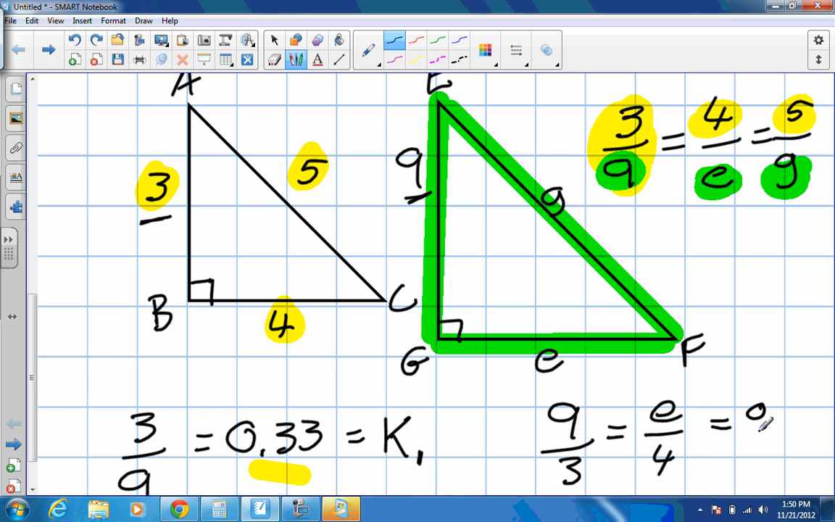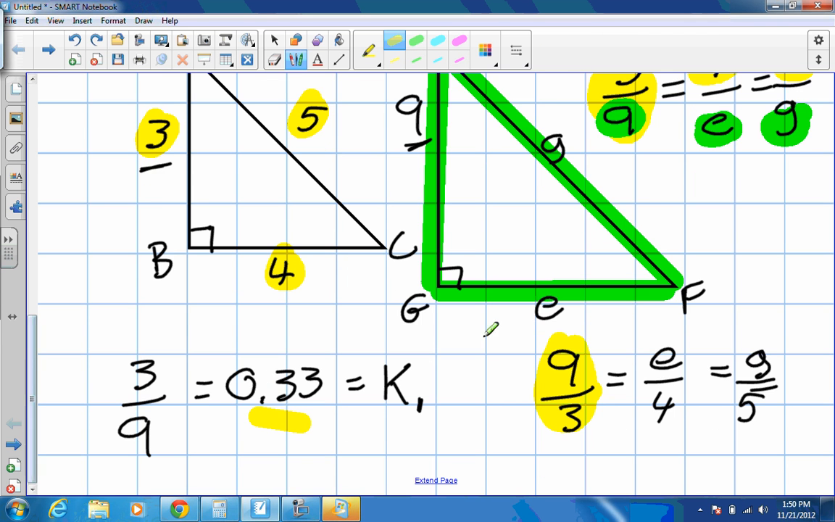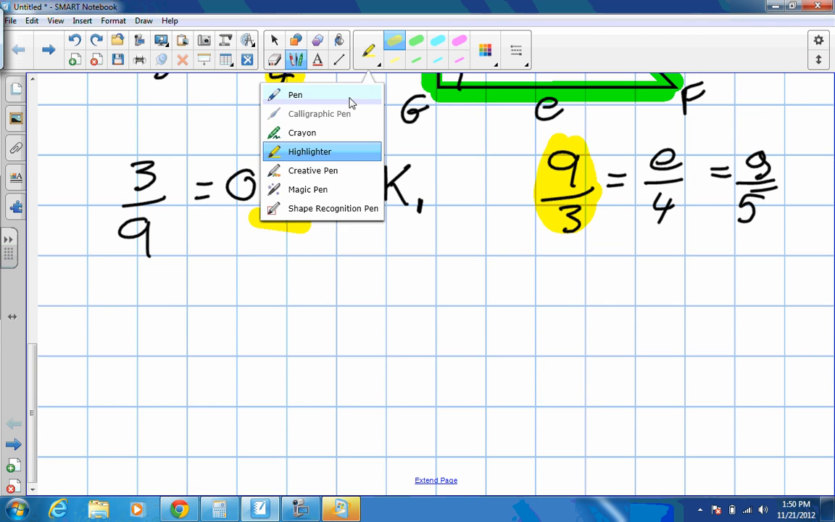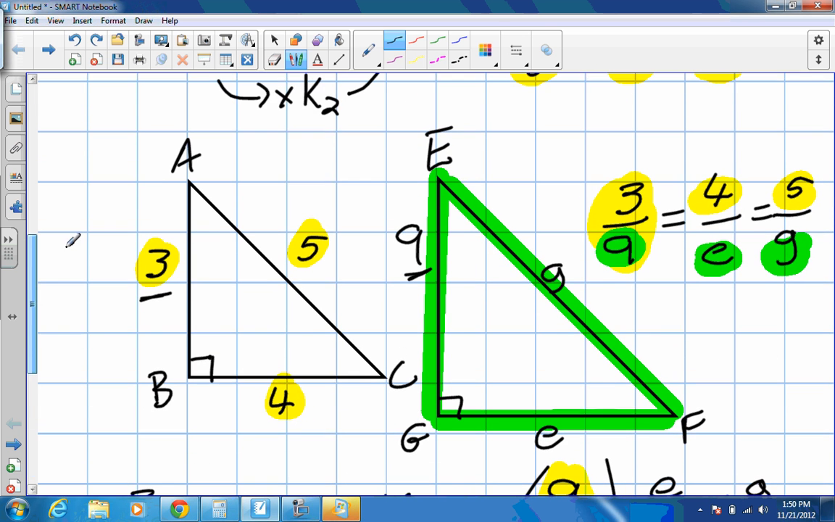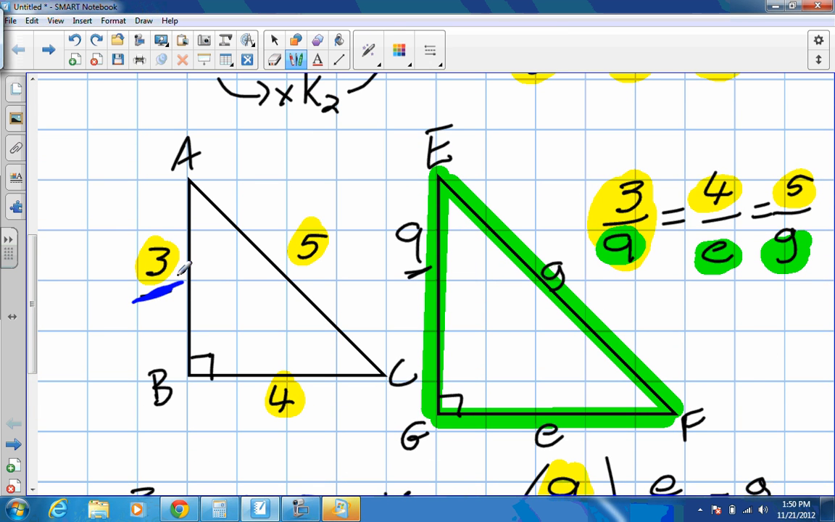Again, we're going to focus on the one ratio we do have, which is 9 over 3. So what's the other scale factor we're going to get? 3. That's right. So K2 is equal to 3. That's what 9 divided by 3 is. Well, now we know that we can multiply any number in the smaller triangle by 3 to get the number in the larger triangle. So if our scale factor is 3, 5 multiplied by 3, what is side G going to be? 15. You got it. And when I multiply 4 by 3, side E is going to be 12.